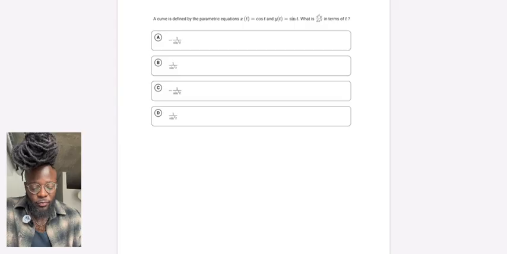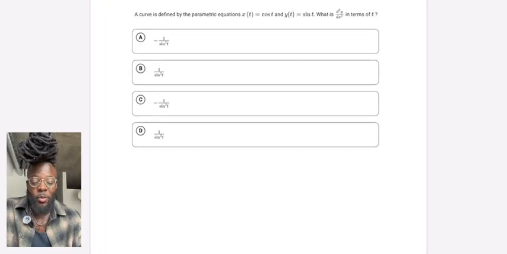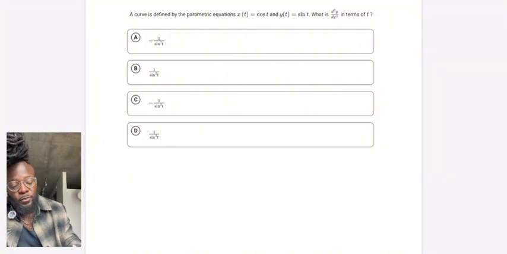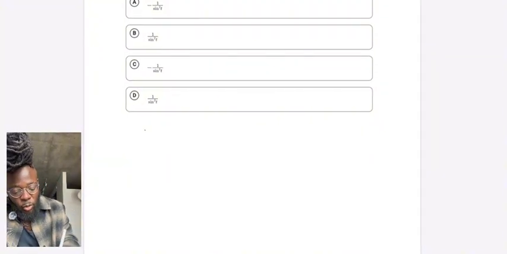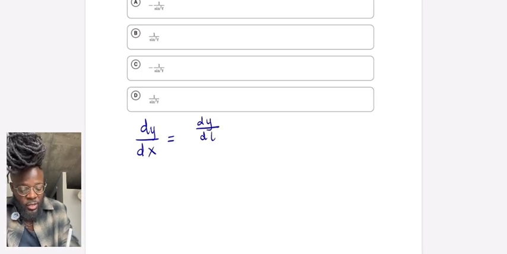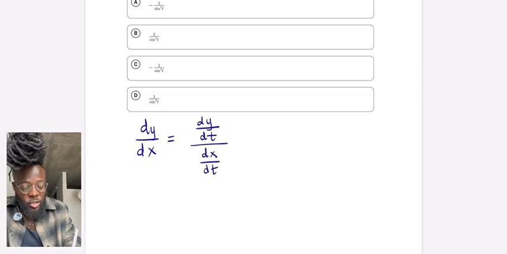So we have a curve defined by the parametric equations x of t equals cosine of t and y of t equals sine of t. What is the second derivative in terms of t? All right, so first we got to find the first derivative in terms of t. So in parametric world, dy/dx, the first derivative, is always going to be dy/dt divided by dx/dt. All right, so this is just essentially y prime of t over x prime of t.